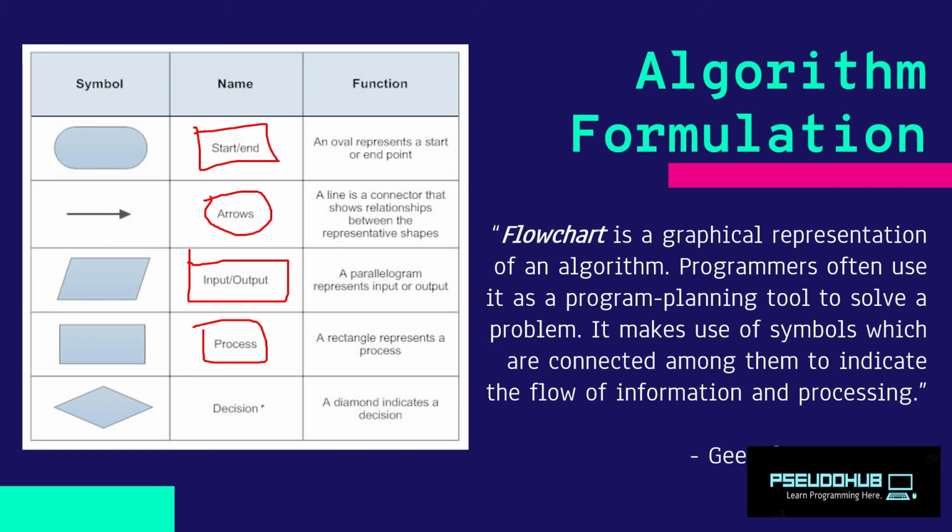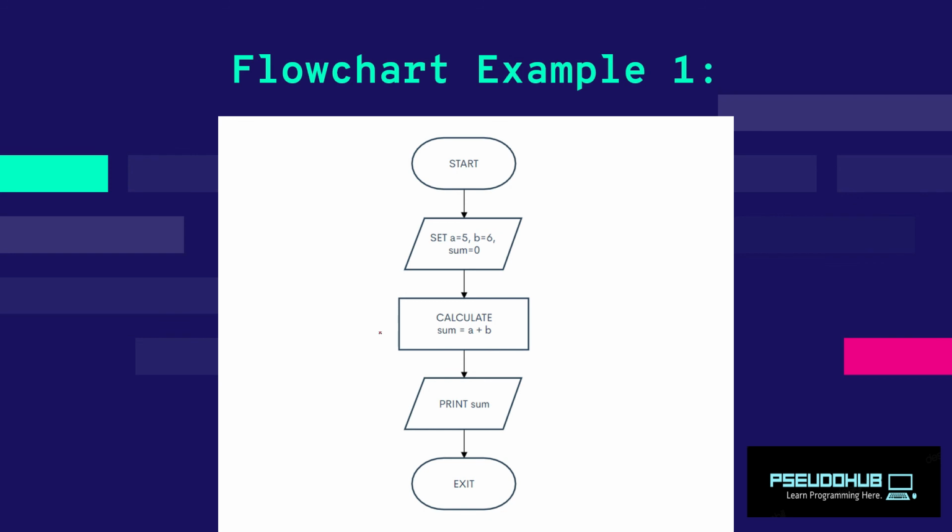And then decision making. It is used for loops and conditionals. Both loops and conditionals use expressions like A less than B, B less than C, right? So we use decision making for that, the diamond shape. I'll show you an example, based on the previous examples in pseudocoding.